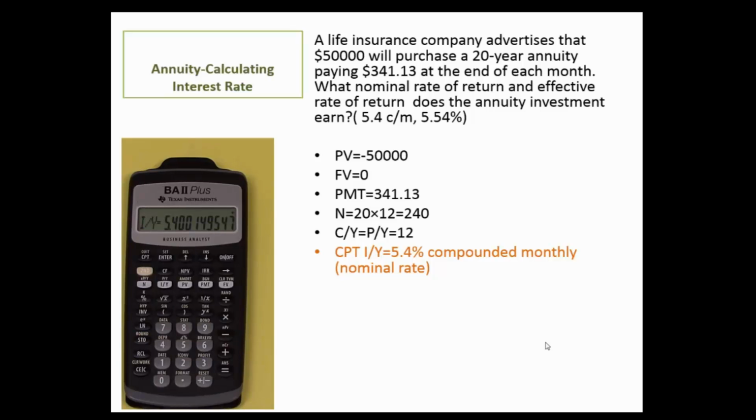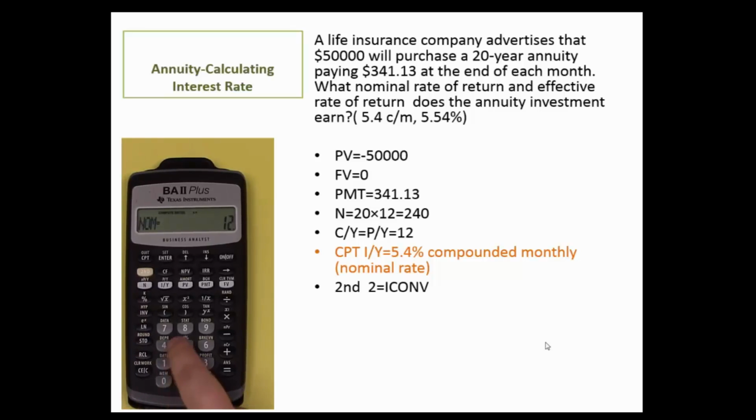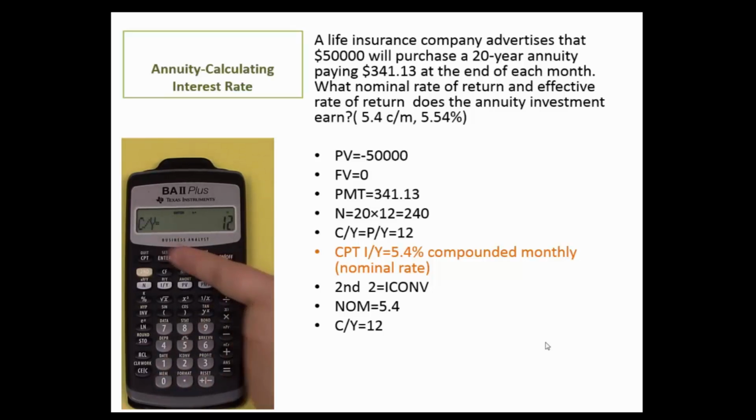This is the nominal rate, which must be changed to the effective rate. To do this, press second 2. Enter the nominal rate of 5.4. Press down twice and enter 12 for compounding, as it is compounding monthly. Finally, press up and then compute. This gives us an answer of 5.54% per year as the effective rate.